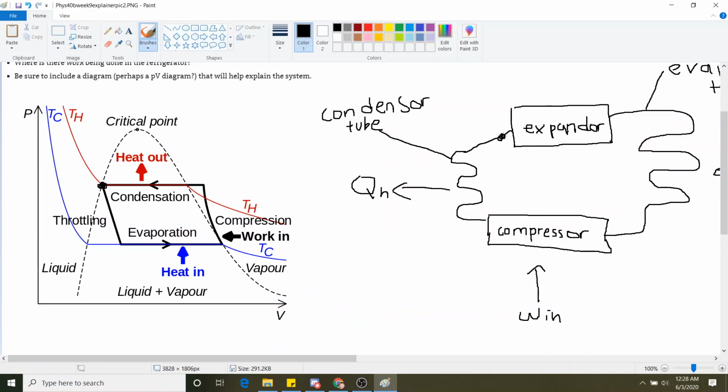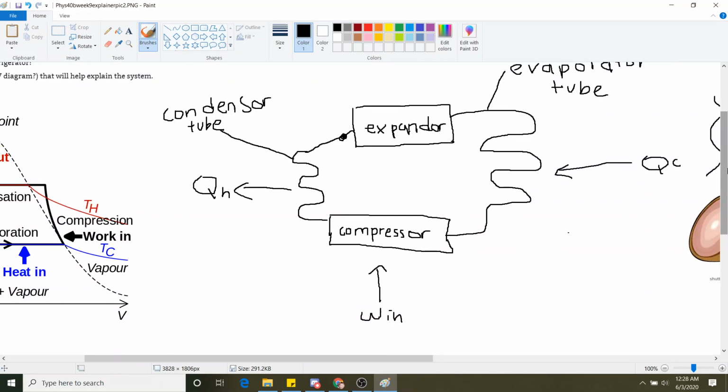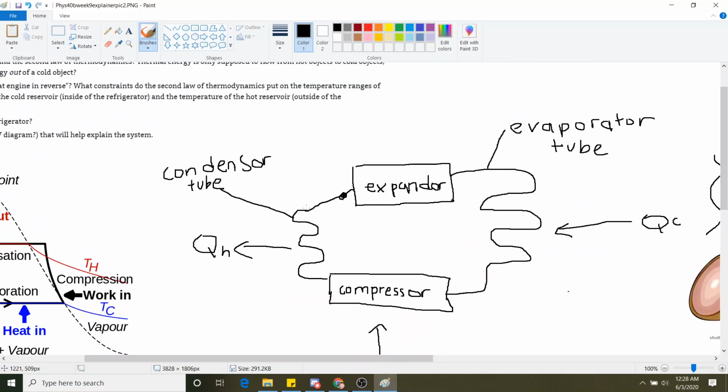Inside of these squiggly lines, which are supposed to represent tubes, there's going to be a coolant solution, and at the current point, the coolant solution is going to be highly pressurized, a liquid, and at normal temperature.